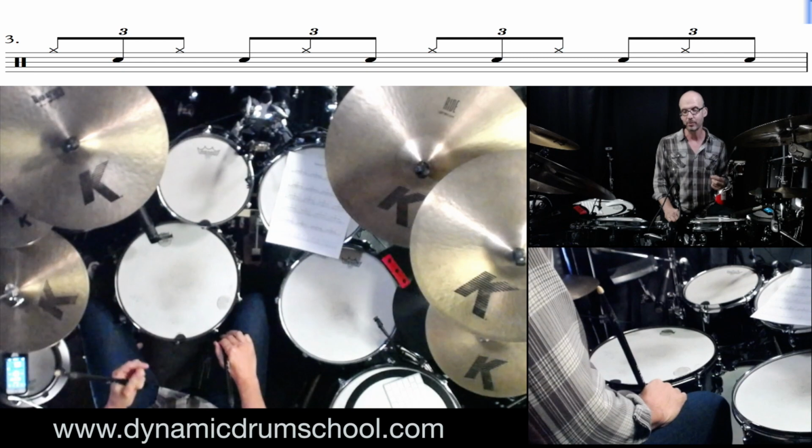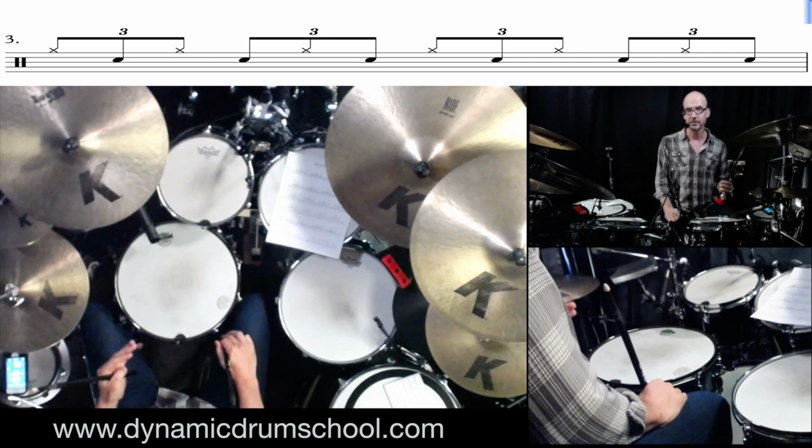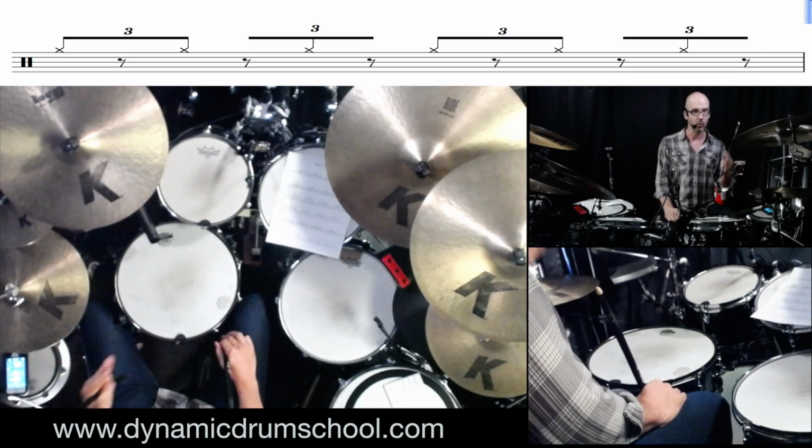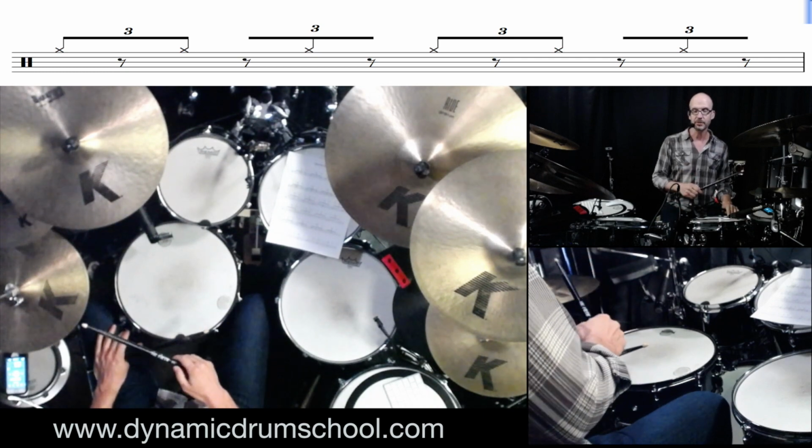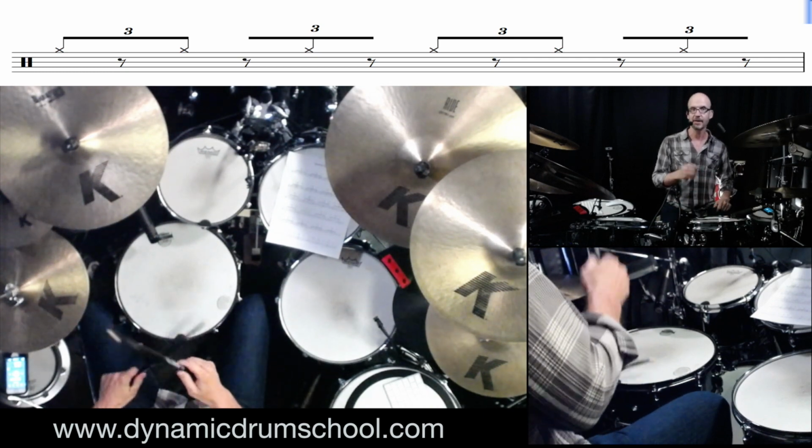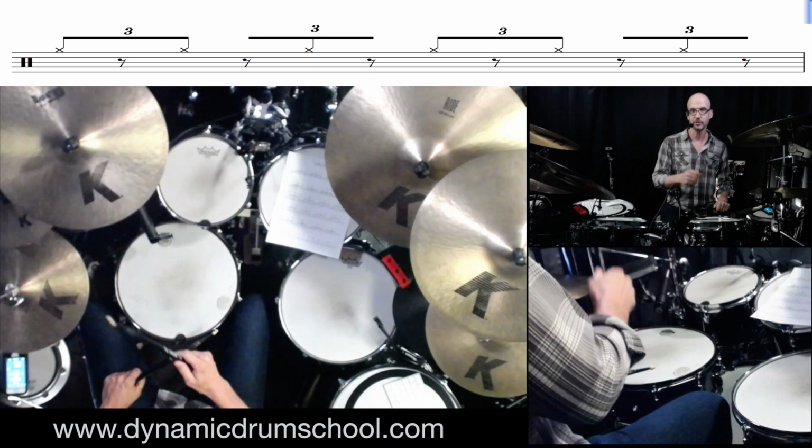For the next example, we're going to combine one measure of what I just played, and then one measure of the eighth note triplets, just taking away the left hand and playing every other eighth note triplet on the hi-hat.